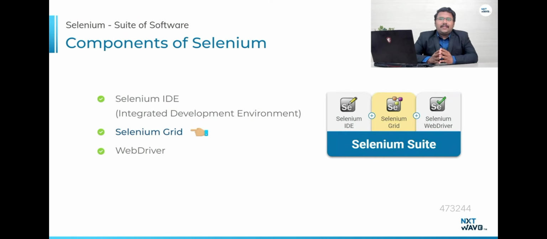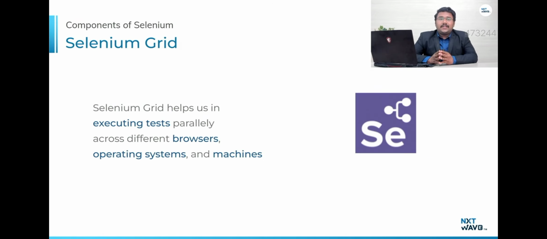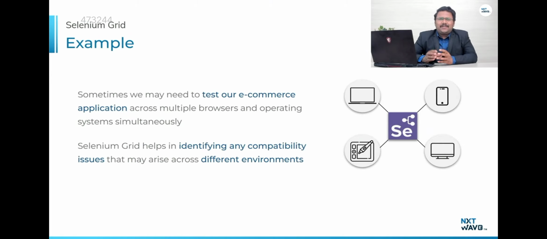Then there is the Selenium Grid, which helps us execute tests in parallel across different browsers, different operating systems, and different machines altogether. That is, you can use Selenium Grid to run multiple test scripts on multiple machines and multiple operating systems all at the same time. To understand it better, let's take an example.